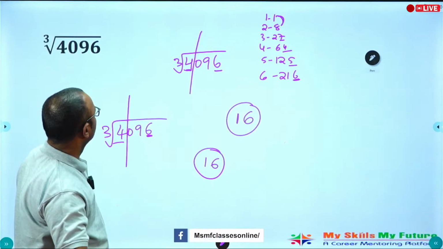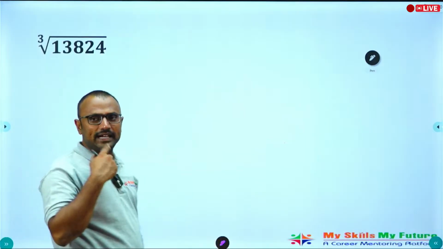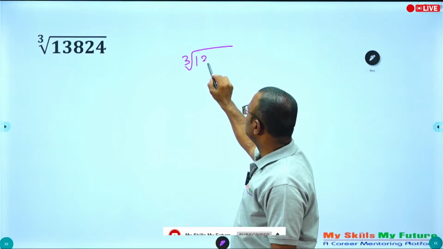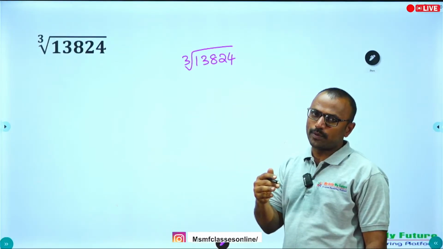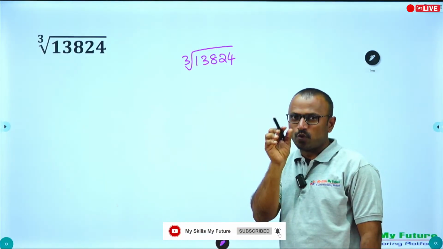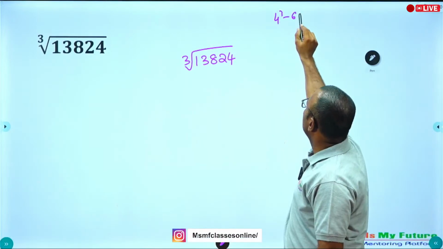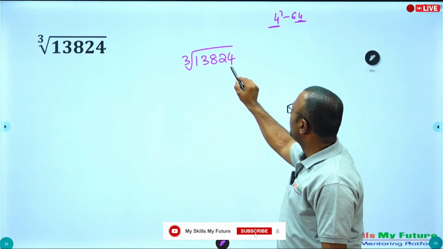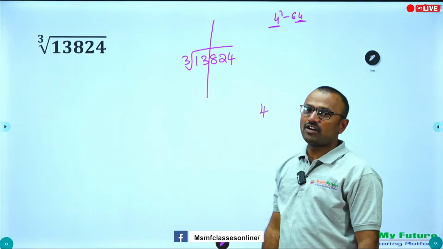One more example: the cube root of 13824. Which cube ends with 4? If the unit digit of a number is 4, then its cube also ends with 4. See here, 4 cubed ends with 4. So here the unit digit is 4. Just separate the last 3 digits.